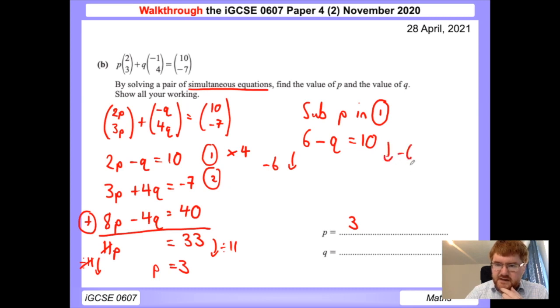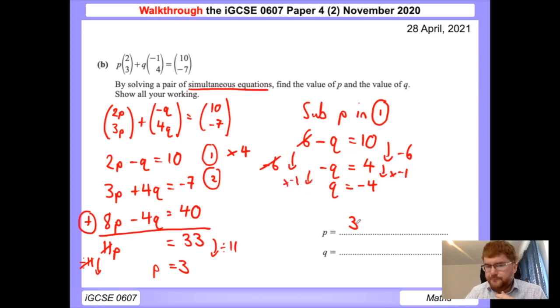Minus 6 from both sides. This cancels. We get minus q is equal to 4. So then q must be equal to minus 4. To get this, you just times by minus 1 on both sides is the correct operation to do. And then we get our answer of q equals minus 4, which is our answer.